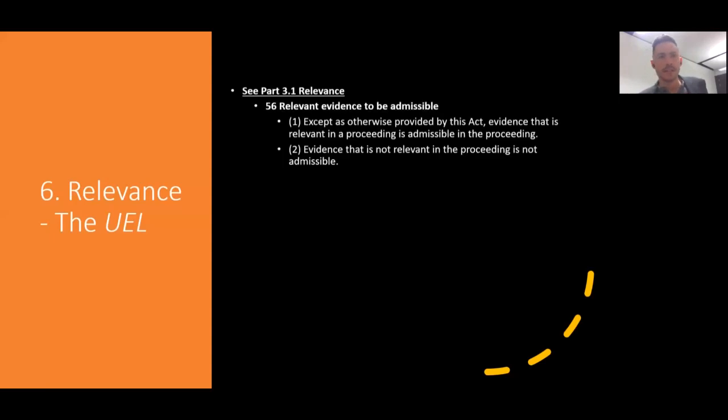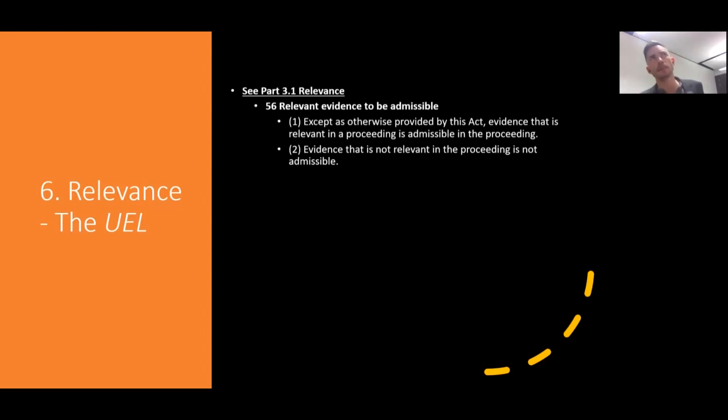So let's start with the statute, the letter of the law. Section 56, as I just mentioned, says that relevant evidence is admissible. Subsection 1: except as otherwise provided by this act, evidence that is relevant in a proceeding is admissible. So subject to other rules, prima facie, relevant evidence is admissible, and evidence that is not relevant is not admissible. This sets the stage for everything that's to come.